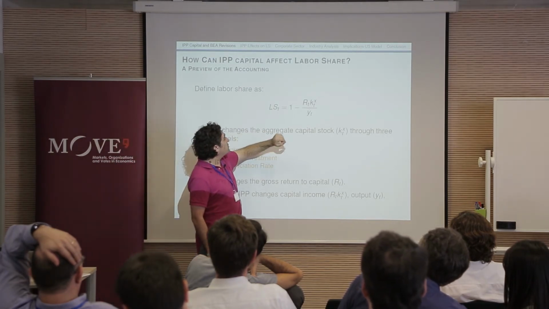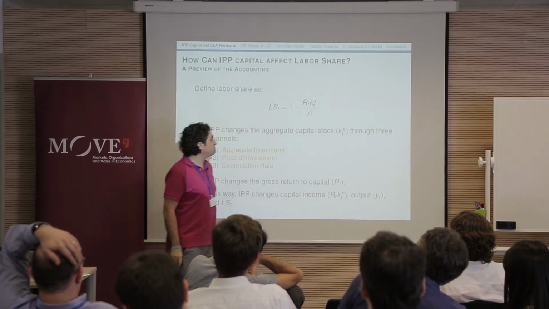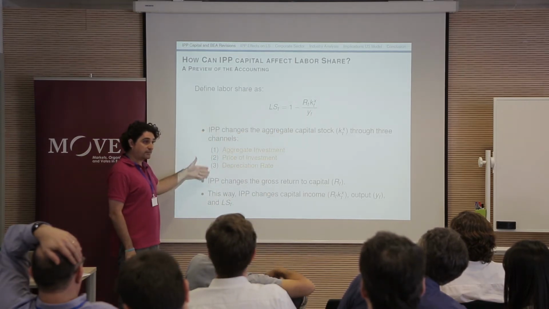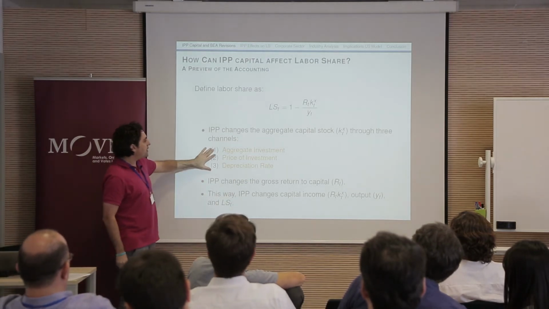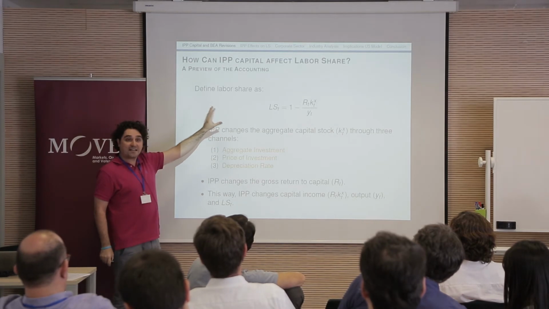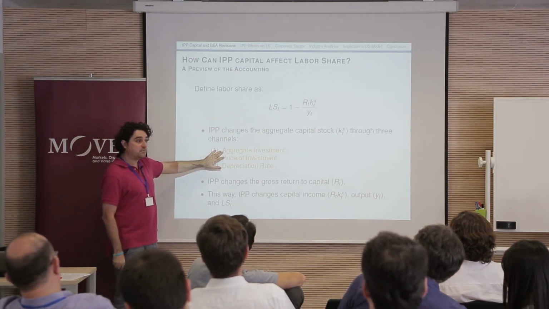So basically, we define labor share in terms of the gross rate of return on capital and the capital-to-output ratio. I'm going to use an investment model as an accounting device. There are going to be 3 channels in which labor share can change due to IPP. So it's going to change aggregate investment, right?